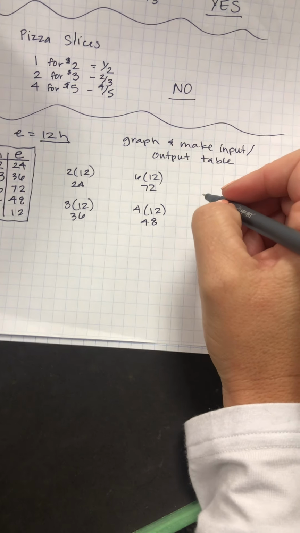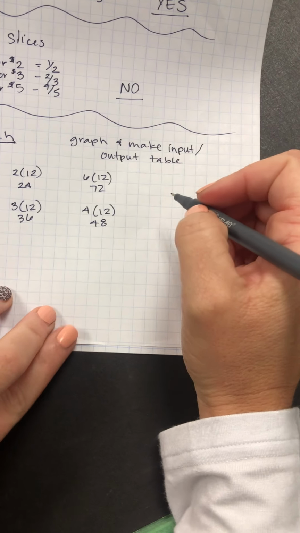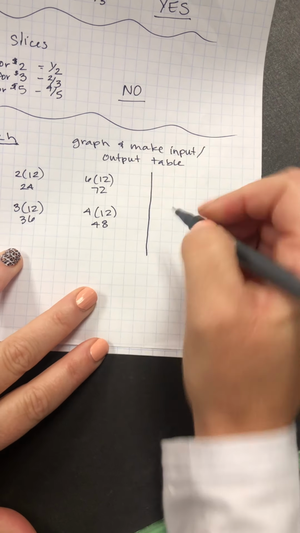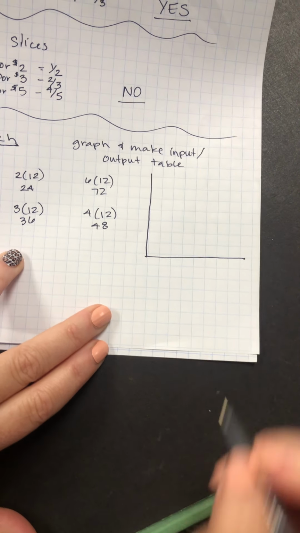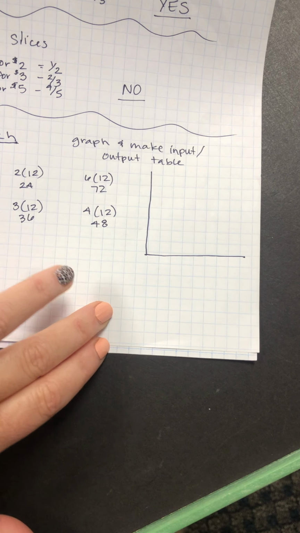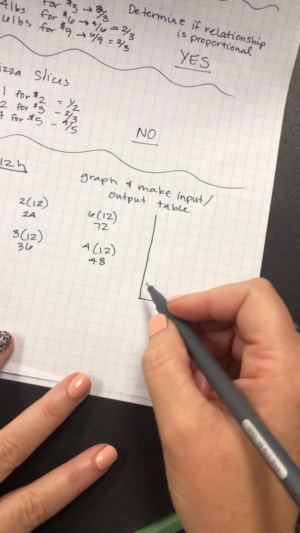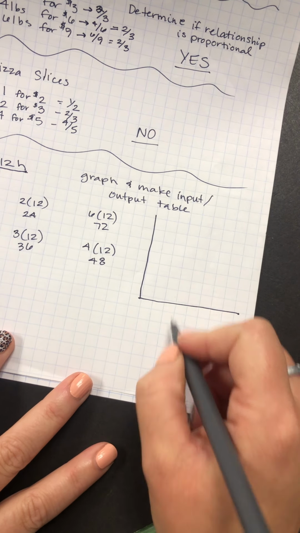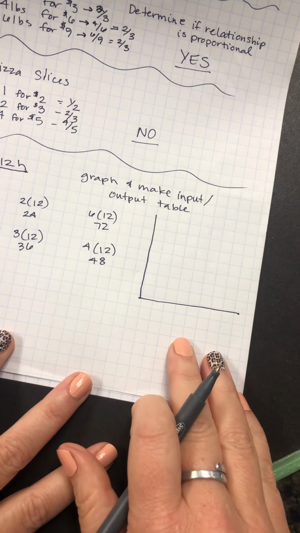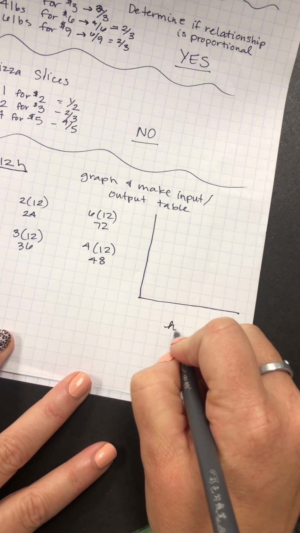I've got to make a graph. It doesn't need to be a true coordinate plane because, again, I don't have any negatives, right? I'm not going to lose money, and I'm not working negative hours. So I only need positives. And usually time is on the bottom, whatever you're talking about. In this case, we're talking about hours, so I'm just going to put hours.